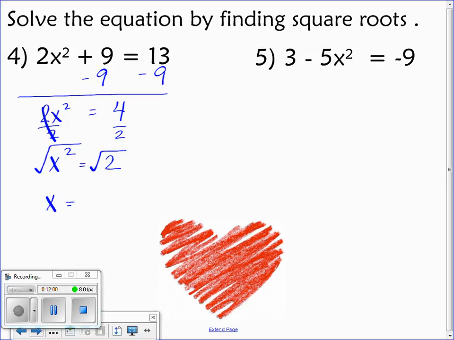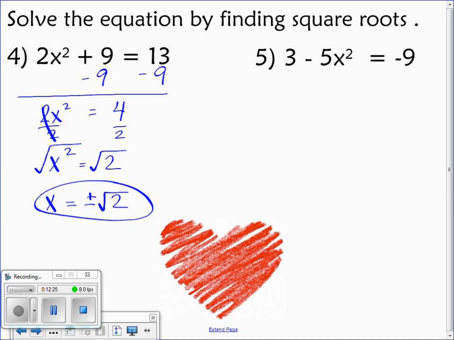So x equals the square root of 2. It's 2 point something, right? It's going to be a decimal. So can I simplify this at all? No. So it stays radical 2, and it's plus or minus, because I took the square root, therefore I have to put a plus minus in there. I have 2 answers.